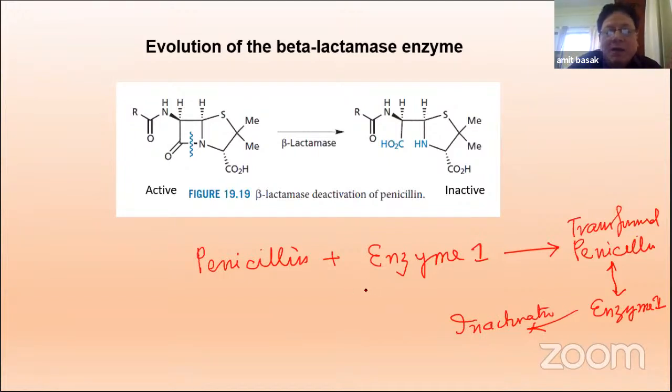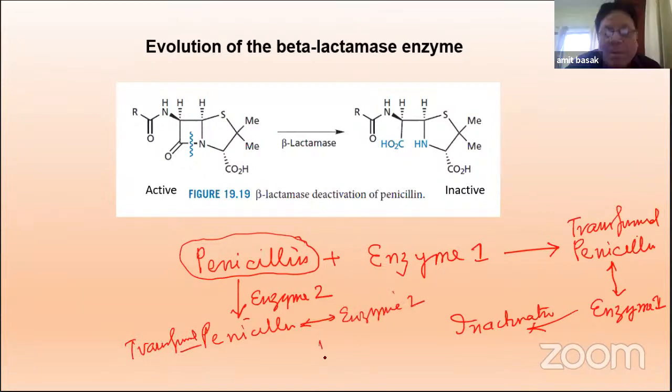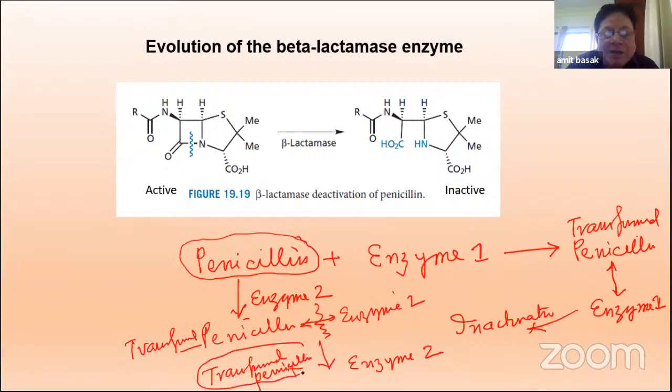Now the bacteria was so clever, it started making another enzyme, which we call enzyme 2. And this enzyme 2 is more efficient than enzyme 1. Efficient means it can recognize penicillin to a much better extent than enzyme 1. So enzyme 2 will react with penicillin, and because it reacts, there will be a transformed penicillin again, the same reaction, but done by enzyme 2. But enzyme 2 has the ability to break this bond. So when it breaks the bond, it releases itself from the transformed penicillin. Unfortunately, this transformed penicillin does not have any antibacterial effect.